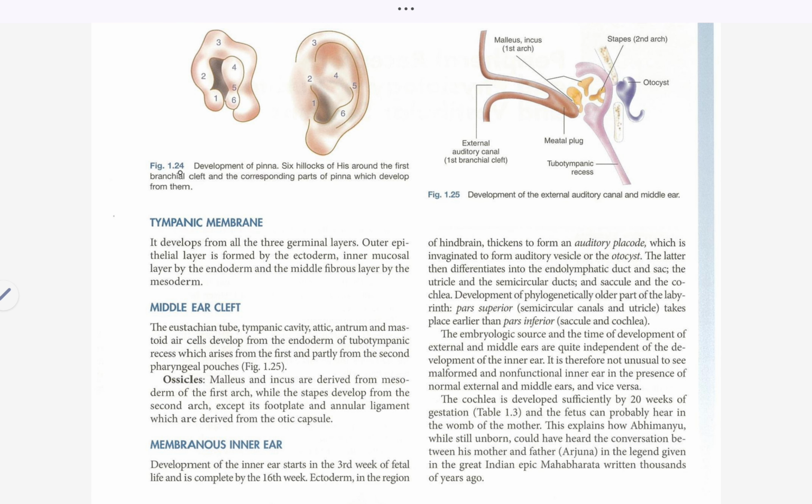Figure 1.24 Development of pinna. Six hillocks of His around the first branchial cleft and the corresponding parts of pinna which develop from them. 1, 2, 3, 4, 5, 6.